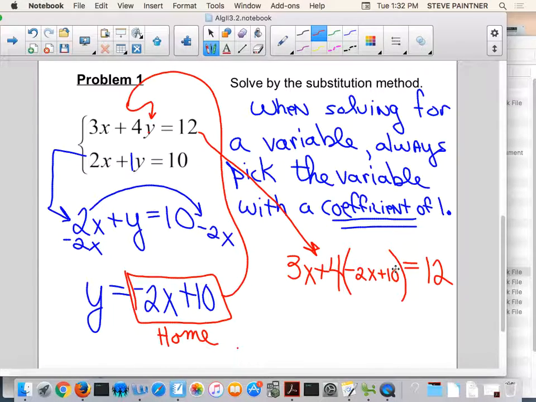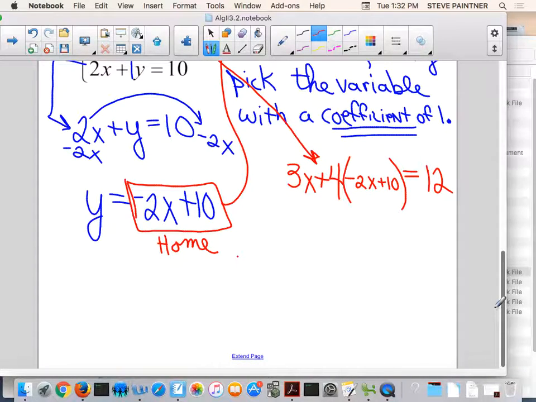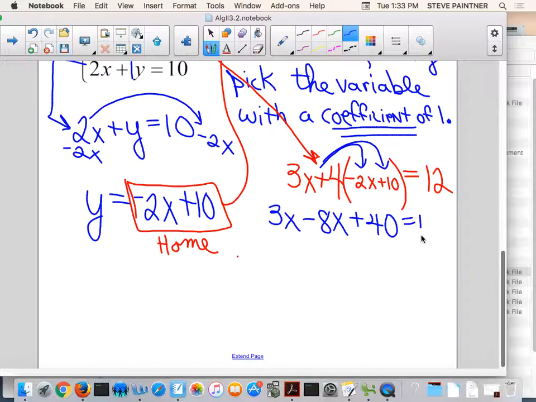Now it comes down to this. Your Algebra 1 teacher worked awfully hard with you to get you to solve equations. So now we're back in 9th grade. Can we solve this equation for x? First thing you'd probably do on the left side is distribute the multiplier through. You got a 4 here, right? Let's go 4 times this and 4 times that. So 3x minus 8x plus 40 equals 12. Got it? Okay.